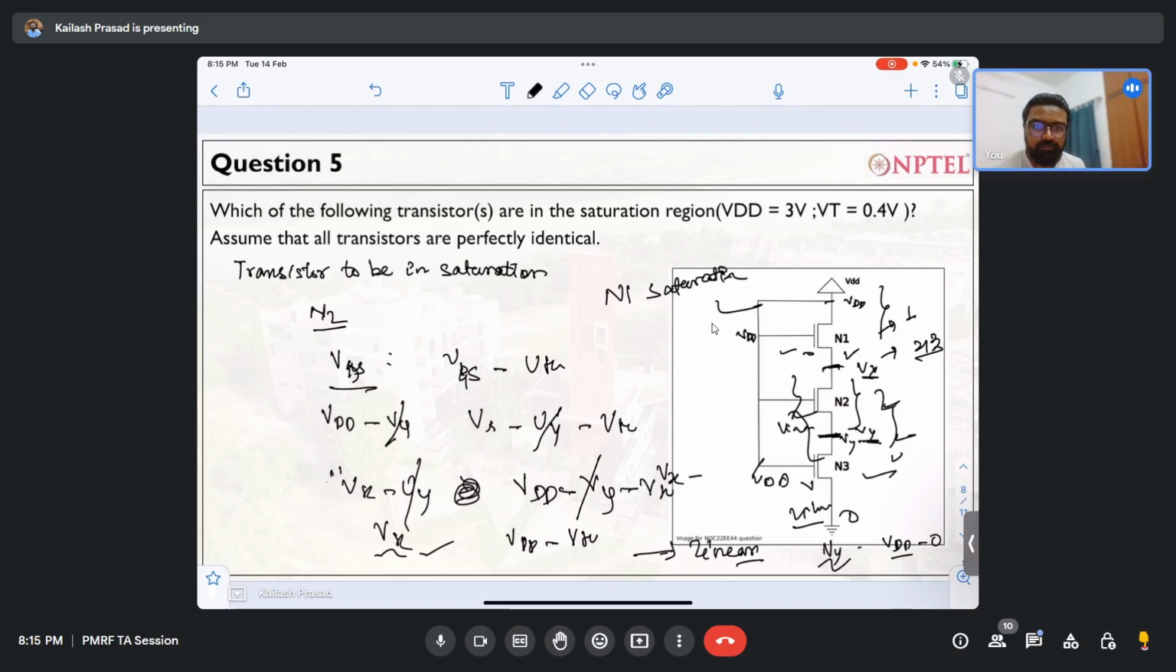Have you understood this, or is there any confusion? Did you understand? Yes, yes.